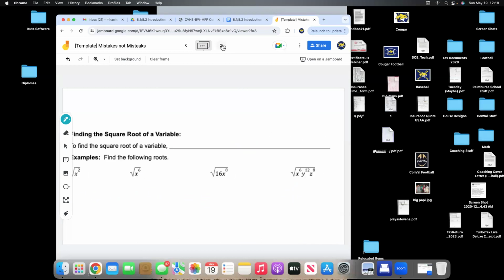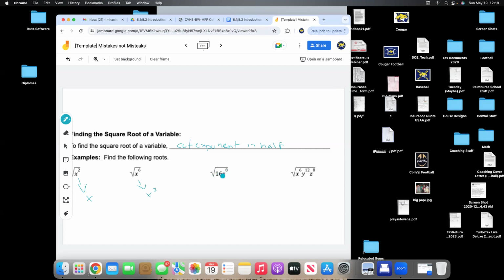What if we want to find the square root of a variable? Right? So we got this wonderful variable. So to find the square root of a variable, you basically cut the exponent in half if it's an even number. We'll talk about the odd one here shortly. So basically, x squared, the answer is x. X to the 6th, the answer is, well, half of 6 is 3, x cubed.